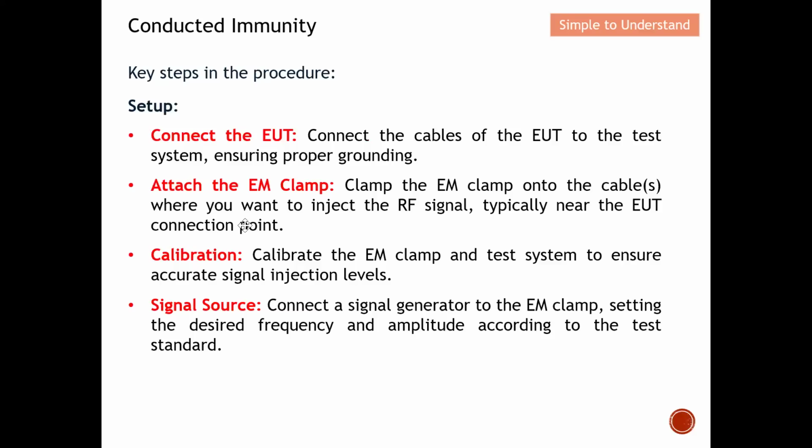Next, calibration. We need to calibrate the EM clamp and test system to ensure accurate signal injection level. Okay, coming to the signal source. Basically the signal source or the noise source is from the signal generator. So we need to connect the signal generator to the EM clamp. Basically we set the desired frequency and also the amplitude according to the test standard. Okay, so these are the essential things that we need to do before we actually test the EUT.